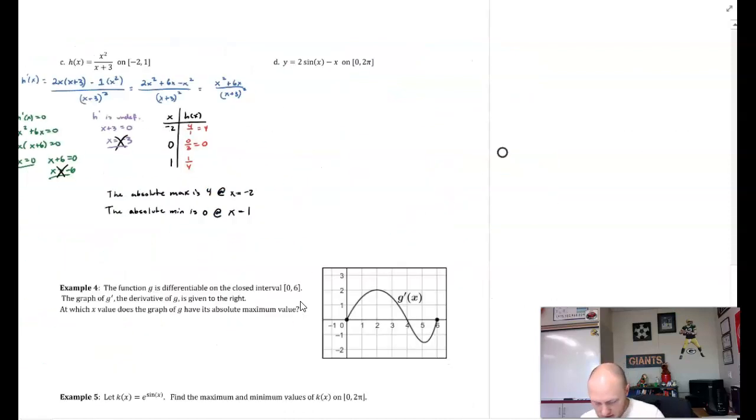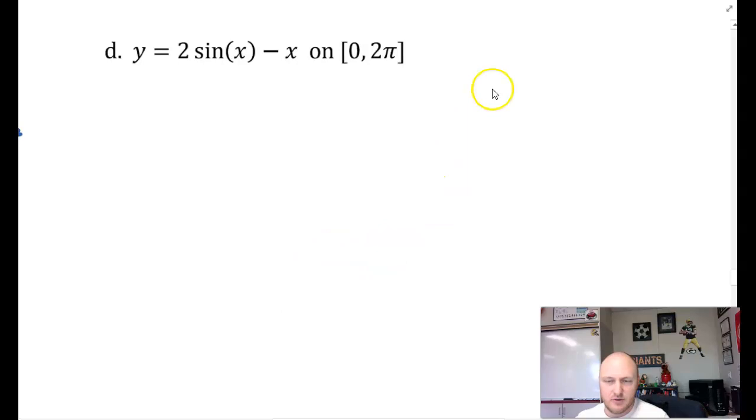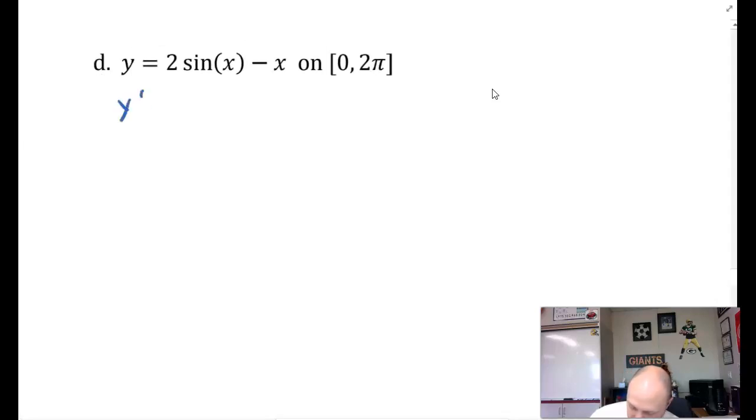All right. This would not be complete without throwing up a trig example. So here is a trig example. Y is equal to 2 sine of x minus x on 0 to 2 pi. We're including 0 and including 2 pi. So we have our derivative. Y prime is equal to 2 cosine x minus 1. We'll go ahead and set this equal to 0 and then solve.